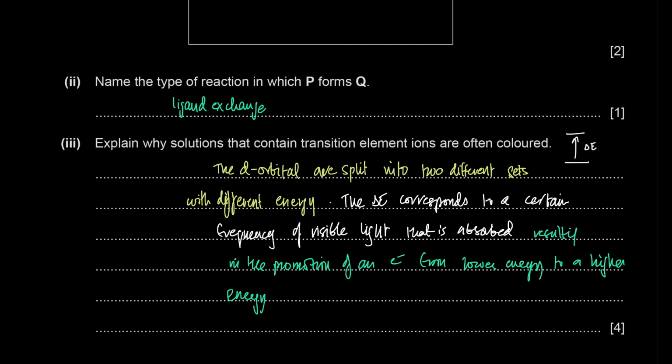And since a certain frequency of visible light is absorbed, the complementary color is observed. Certain colors are absorbed, so certain colors are therefore observed. So the remaining colors are observed. So the complementary color is observed.